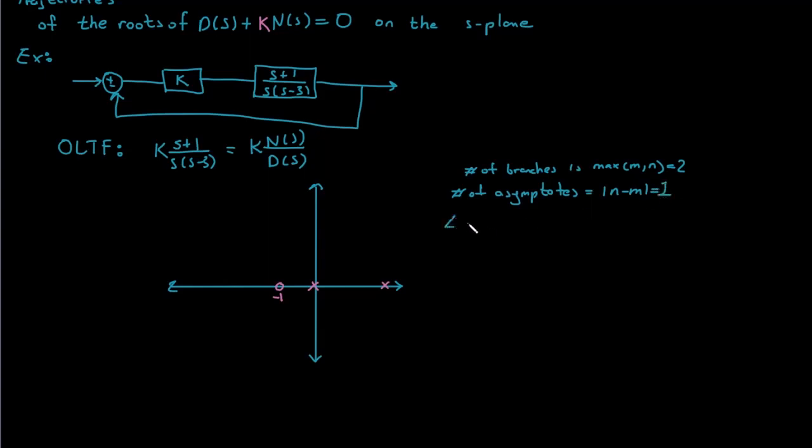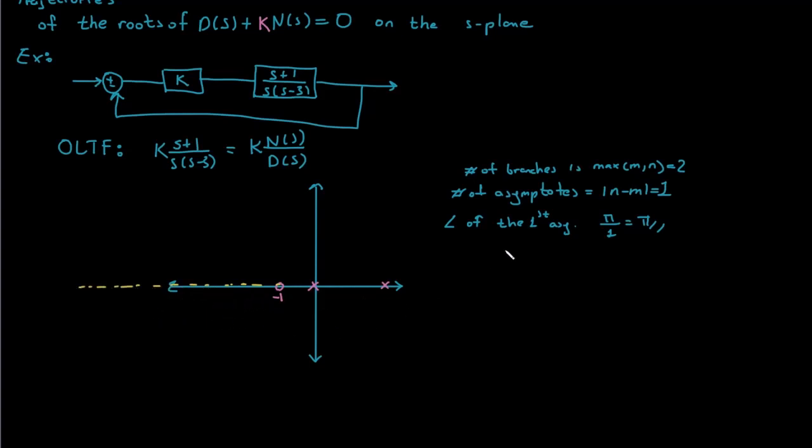Then I can find the angle of the first asymptote, which is equal to pi over 1, which is equal to pi. All right. So in this root locus, we're going to have only one asymptote, and it has the angle pi. So it will be something like this. So this is our one and only asymptote over here.